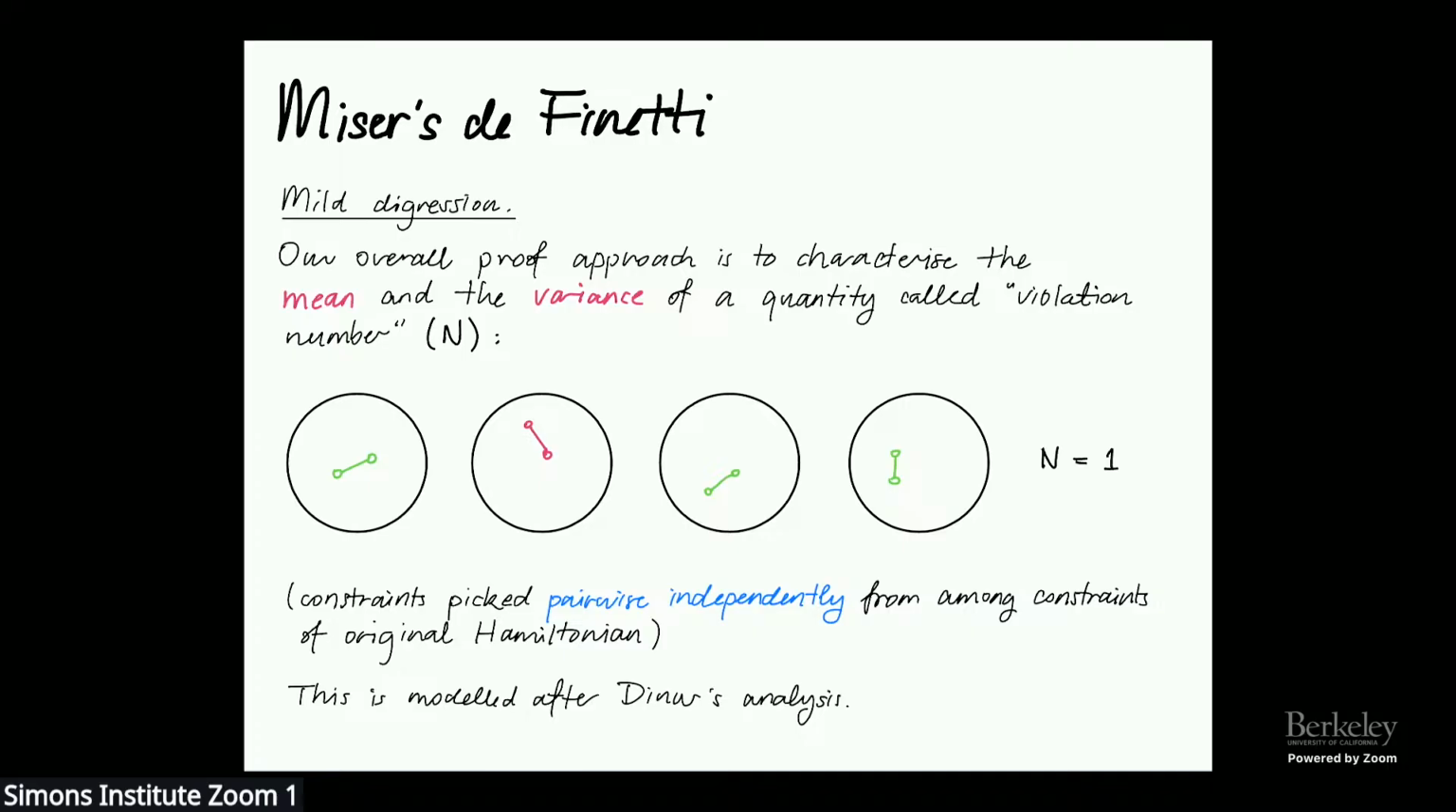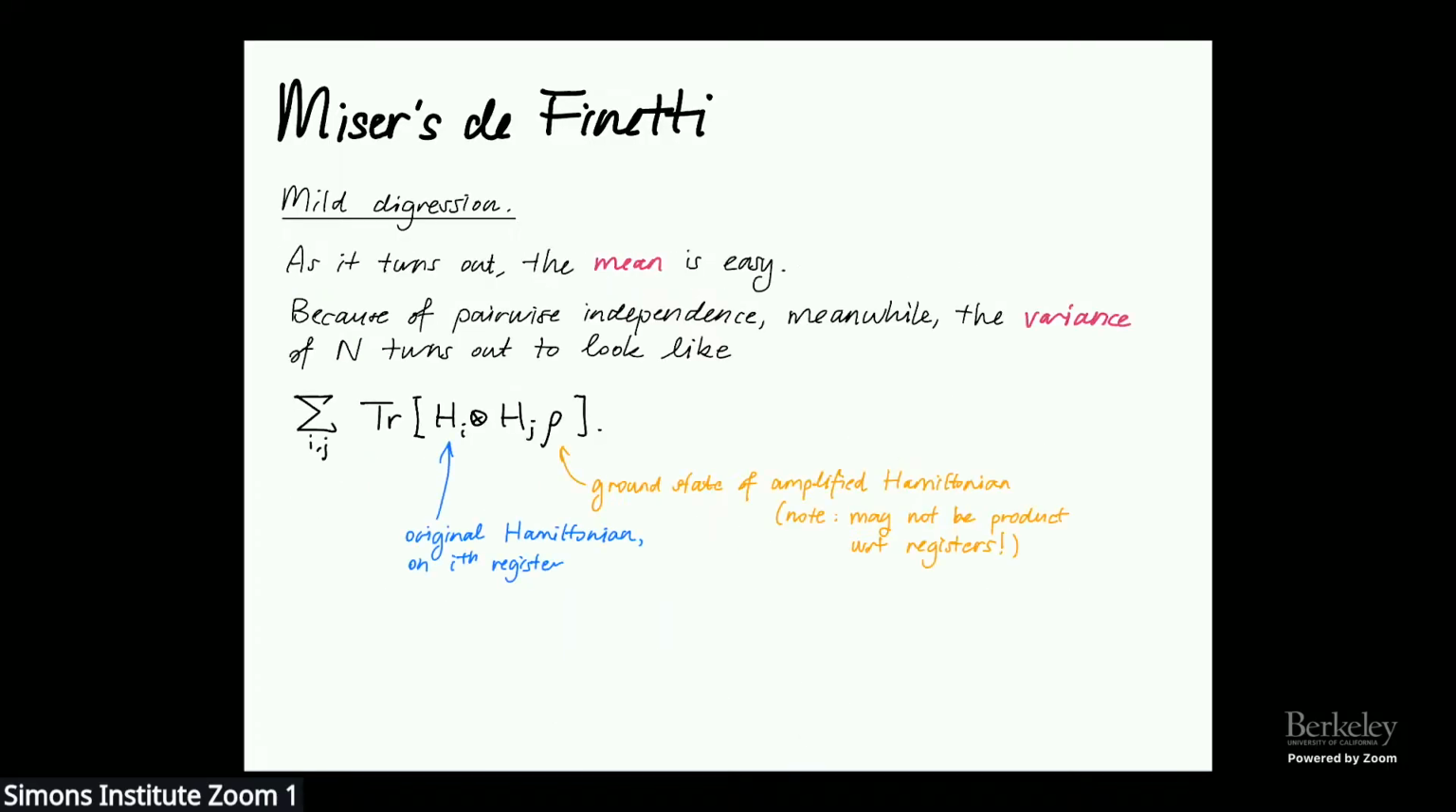This is modeled after Dinur's analysis. As I said, she also considers this violation number, but classically, and we're trying to do it quantumly. So, why did I tell you this? It turns out the mean of this thing is easy to characterize. The variance is the hard part. Because of pairwise independence, the variance of that number n, that measurement n, turns out to look like this: a sum over pairs of registers i, j, of the trace of the original Hamiltonian on register i, tensor the original Hamiltonian on register j, on the ground state of the amplified Hamiltonian. So the prover hands you some ground state. It has T registers, but you have no idea if it's product or not, right? It could be not.